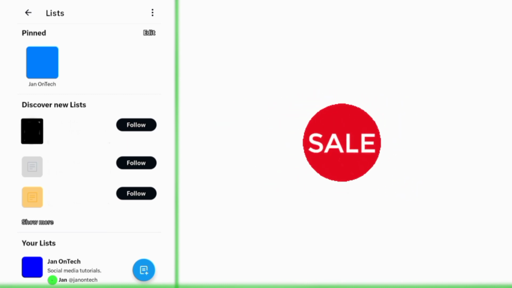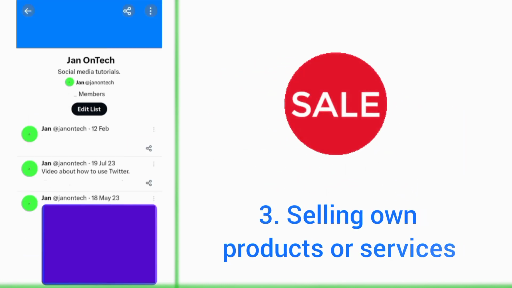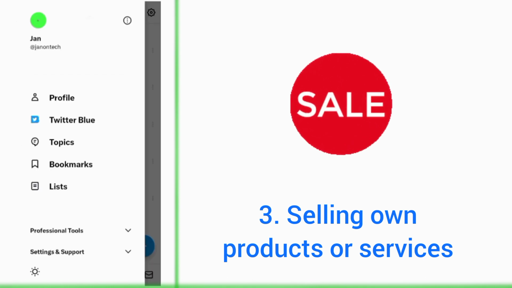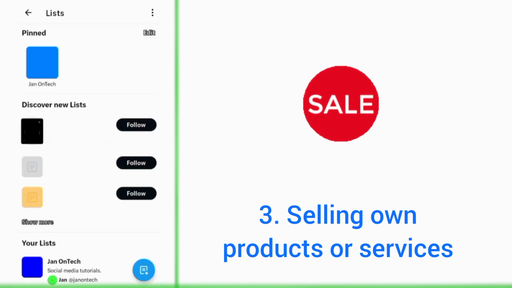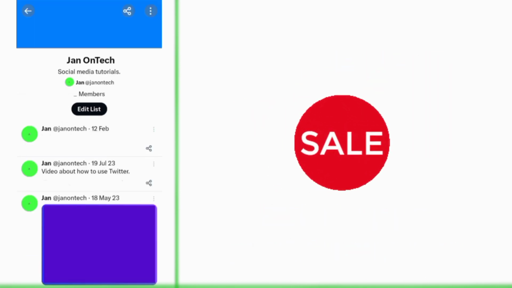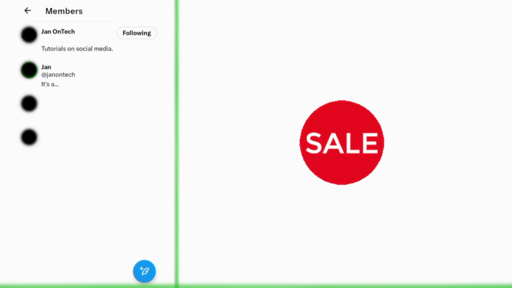And if you have your own products or services, you can also sell them through your list. And you can just post about your products or services and tell your potential buyers how they can buy or where they can get the products or services.